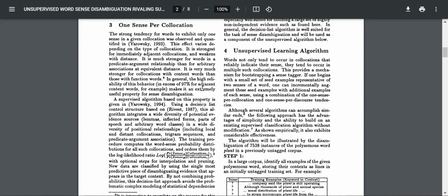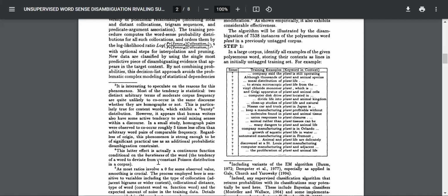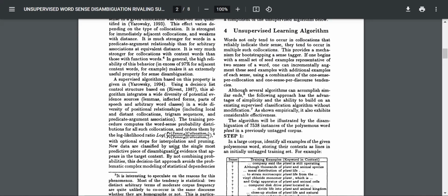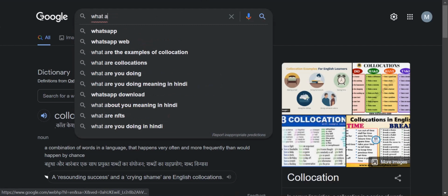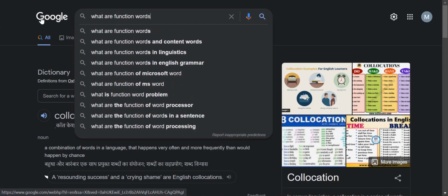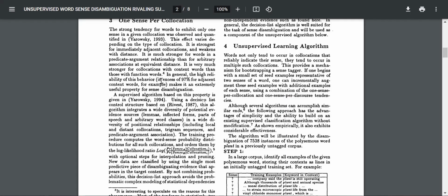It is very much stronger for collocations with content words than those with function words. So what are function words here? This latter effect is actually a continuous function conditional on the burstiness of a word, the tendency of a word to deviate from a constant Poisson distribution in the corpus, right? So let's just see what are function words. A function word is a word whose purpose is to contribute to the syntax rather than the meaning, right? So it is all of these words.